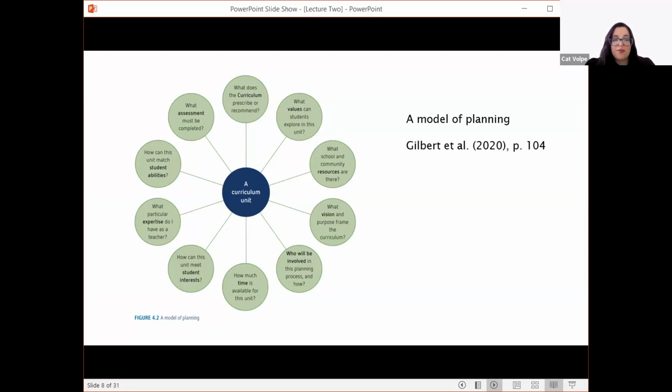How can this unit match student abilities? Something that we definitely need to be thinking about, because all learning sequences, all learning activities don't necessarily fit with every student. What assessment must be completed? And this is why I mentioned backward mapping. As a unit of work is being prepared, you're thinking about how much time you have to cover all the different items in the syllabus in the unit of work. And you also need to be thinking about the point just before, how can this unit match student abilities? Some skills will take longer to develop in some students than others, and you need to be able to work through that.